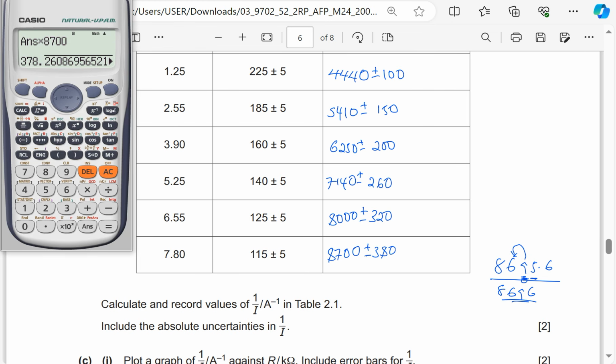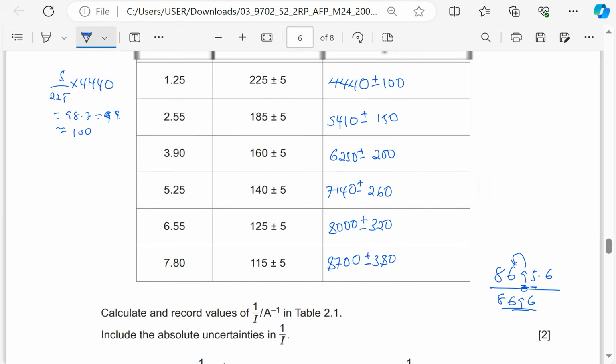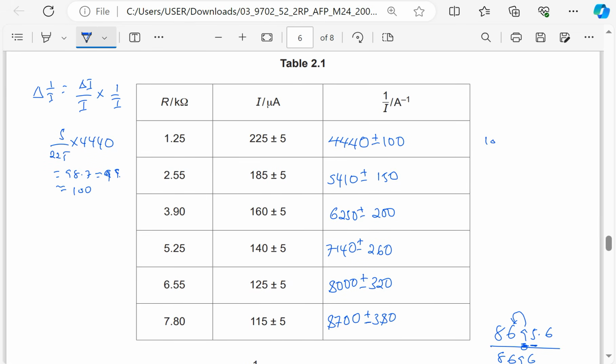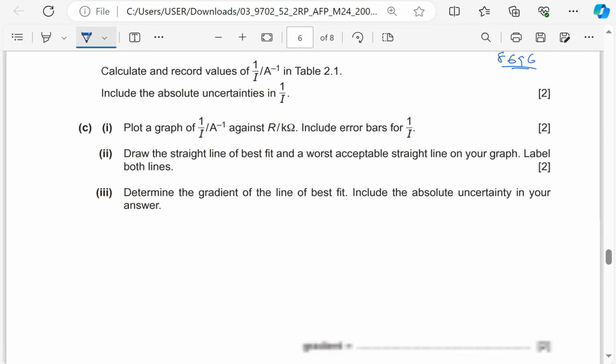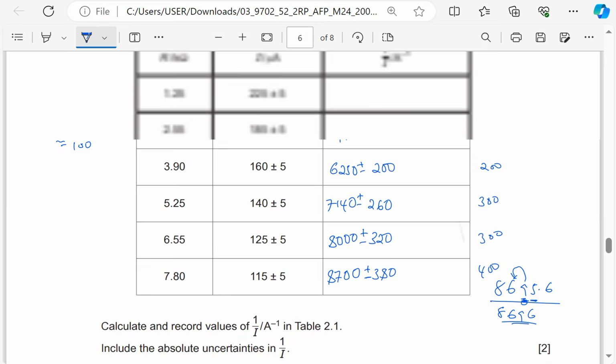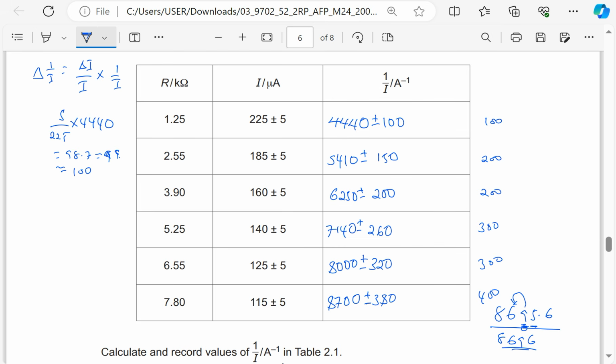You could write 400. So I could write all these uncertainties as 100, 200, 200, 300, 300, 400. That would be still acceptable. Then for plotting the graph, I'll have to write these values on paper so that plotting becomes very quick for me.